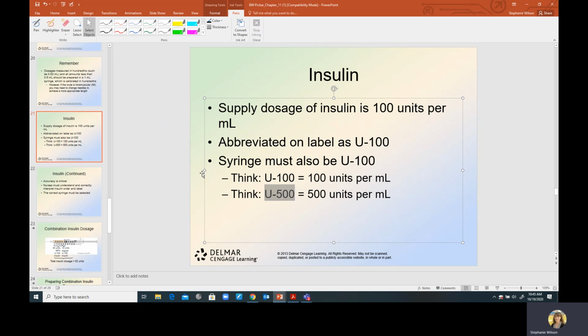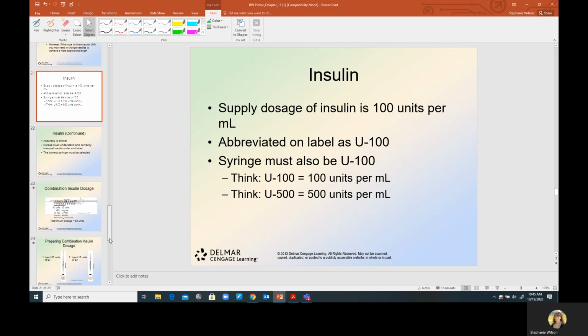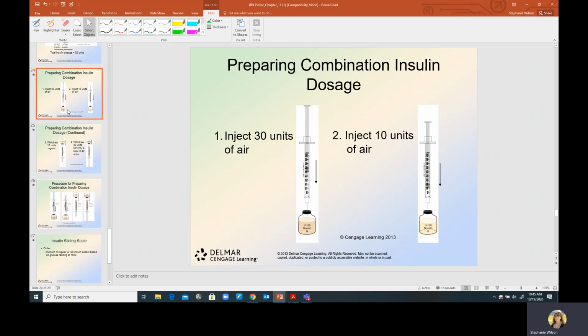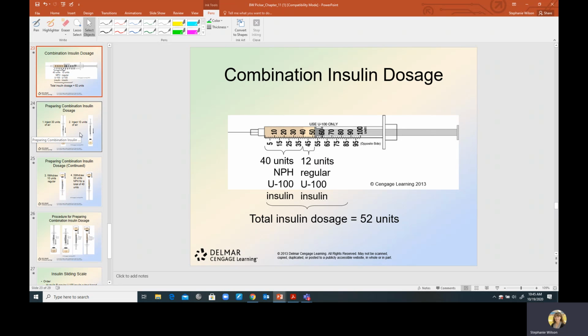So whenever you're given a specific order and you see the capital U dash 300, that means it's 300 units per milliliter. It can also be written as 100 units, 100 capital U. So just make sure you understand the reading. I got some pictures of syringes and explanations of it, so it's definitely a plus for you to read it and get to know it a little bit better for when you get in the program.